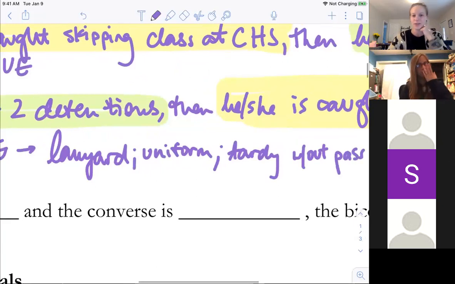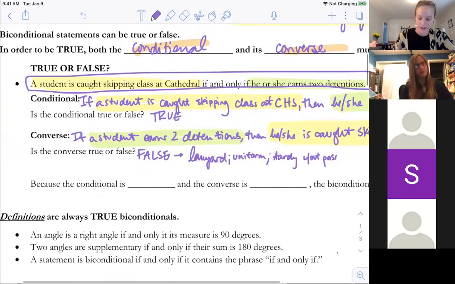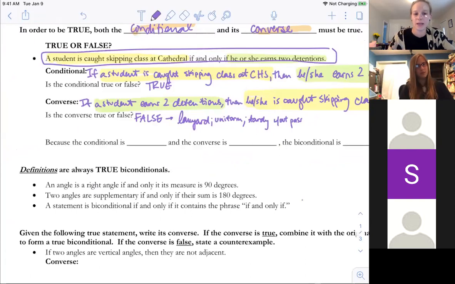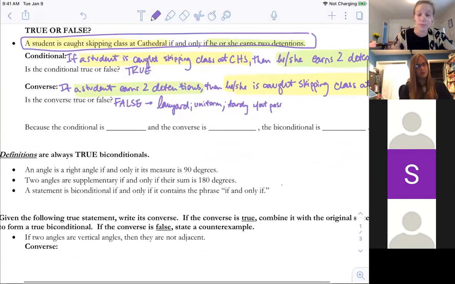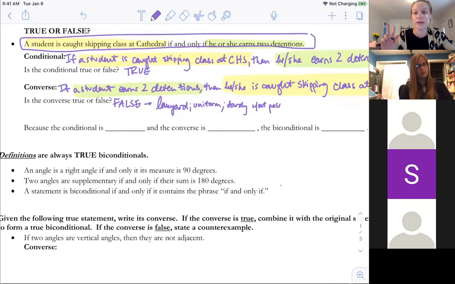If you're just not doing what you're supposed to be doing, there's a lot of little reasons, but I can't list them all for you. So those are all examples. Like you could forget your lanyard twice and then that would give you 2 detentions. You weren't skipping class, you just forgot your lanyard. And so that's a false statement.